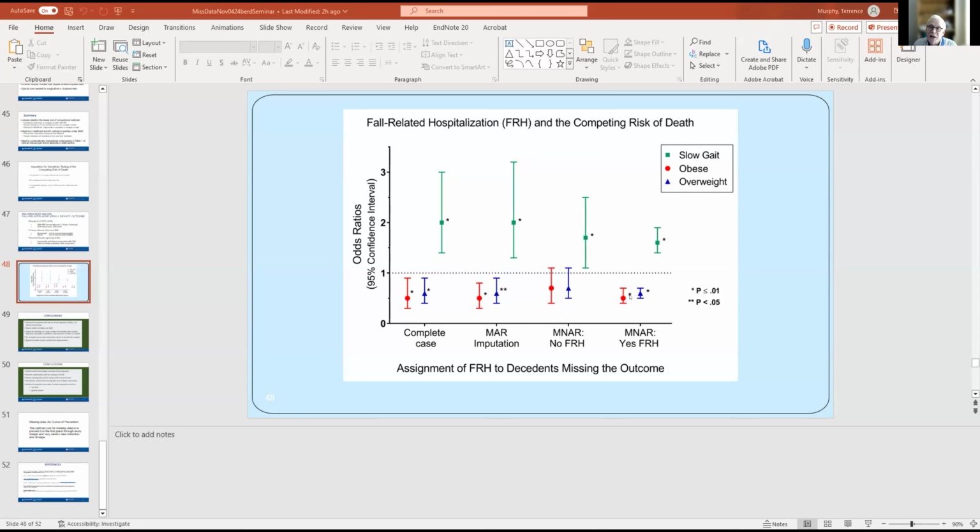I like this example because in many ways, multiple imputation, apart from boosting your power and allowing you to do more things, allows you to look at possible counterfactual conditions to see how robust your results are.